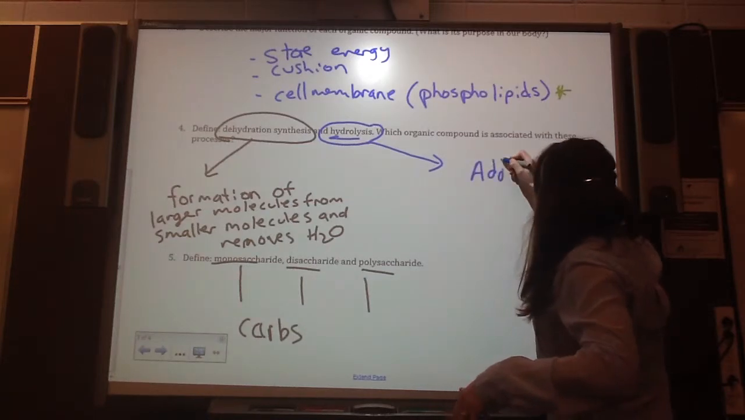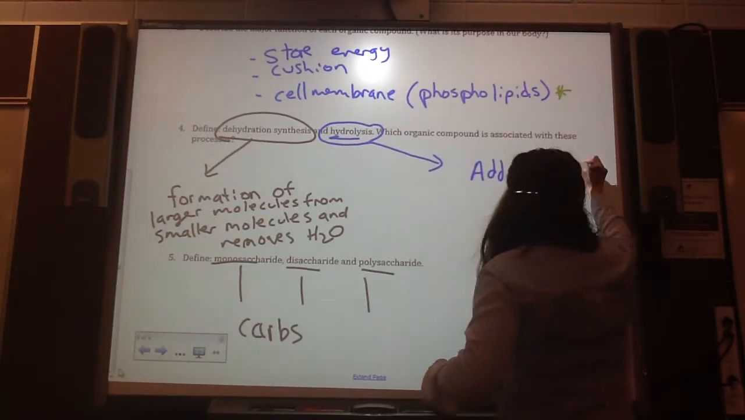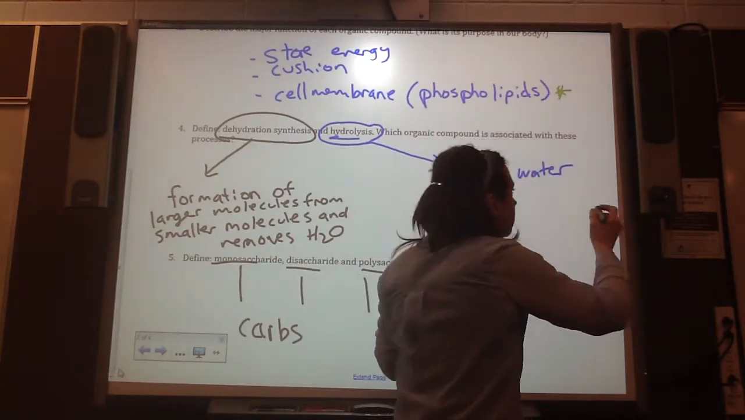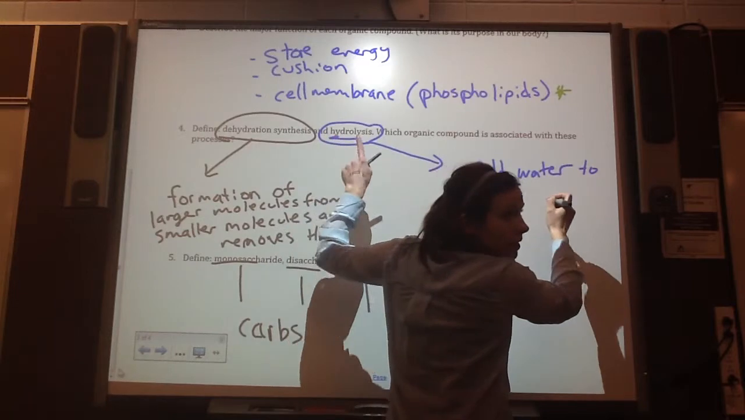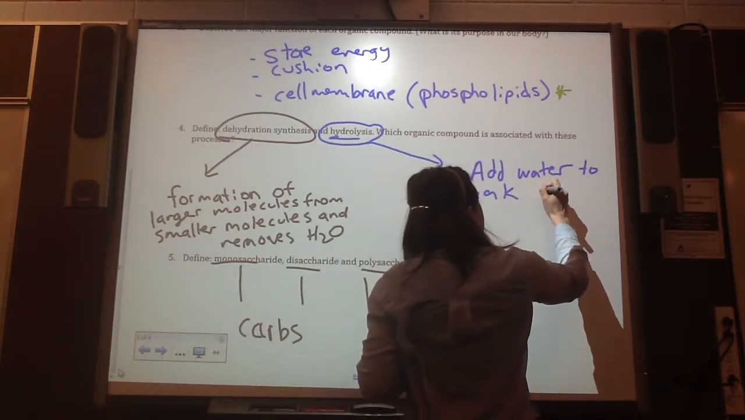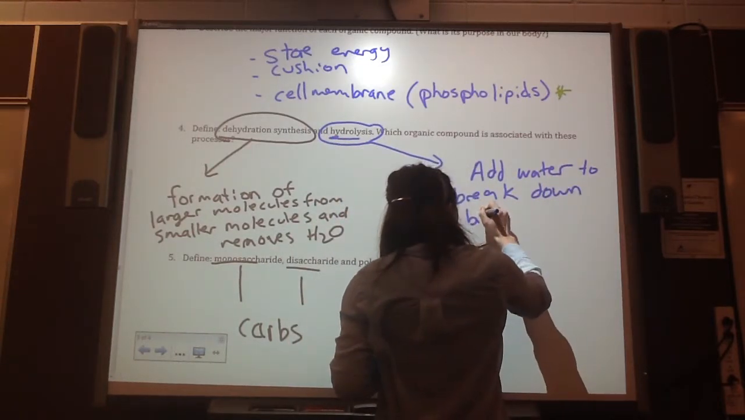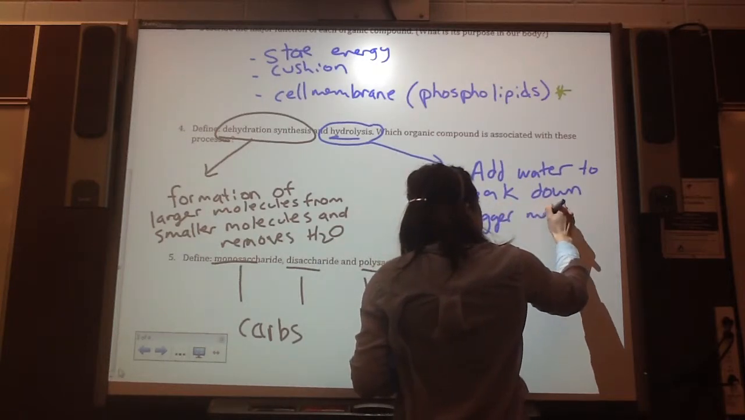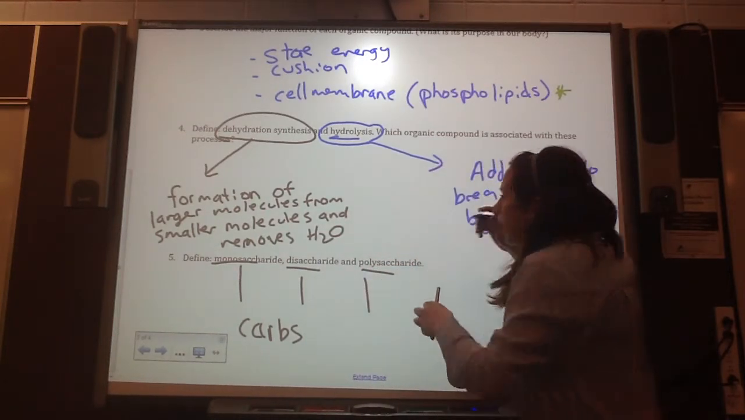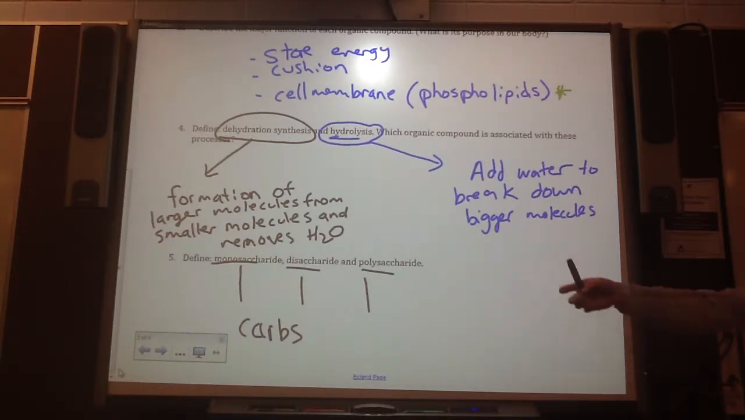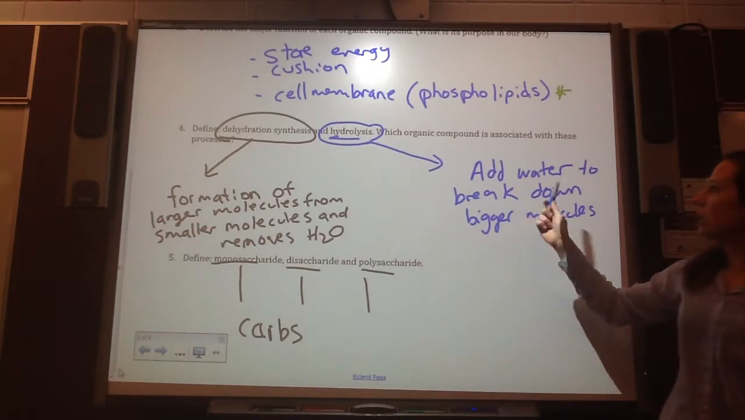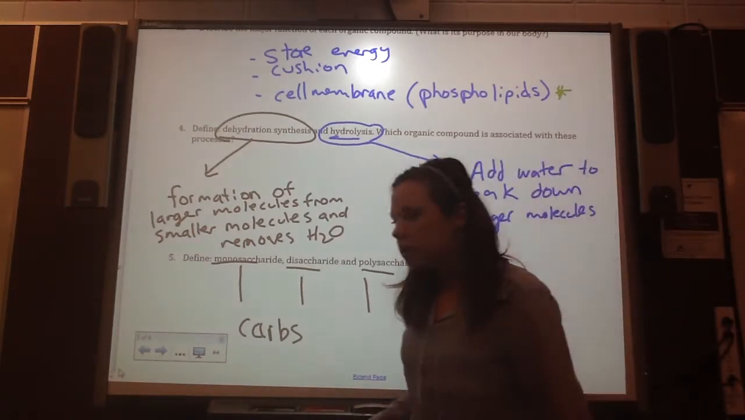And what else happens, Addison? Larger molecules get broken down into smaller ones. Yeah, so these are opposite processes. So we add water to break down bigger molecules. Like I said again, don't make it harder than it is. Look at the word and think about what it means. Hydro, I'm putting water in. If this is the opposite of dehydration synthesis, you're breaking down the bigger molecules into smaller ones.